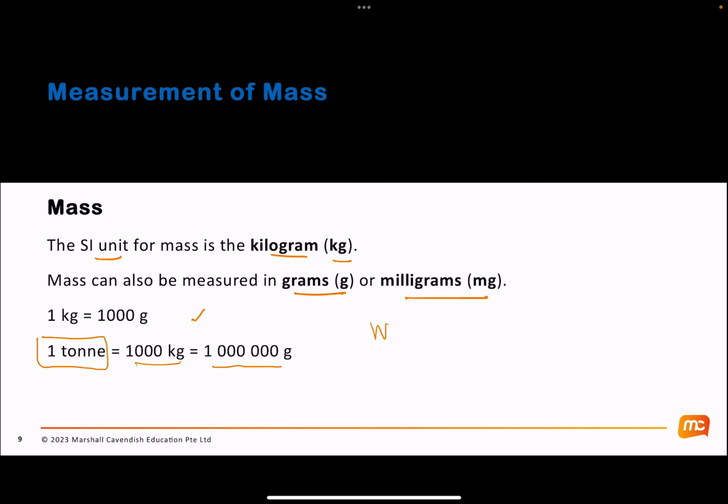All right, the answer is wonton mee. Okay, because 1 ton is 1 ton. All right, so that will be a very heavy noodle. All right, let's move on.